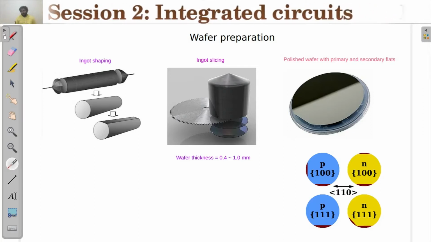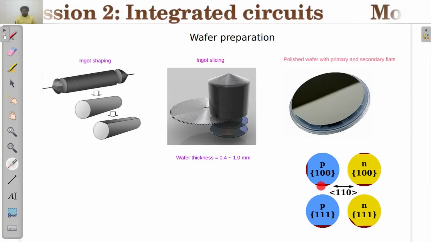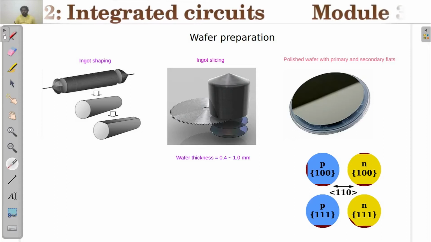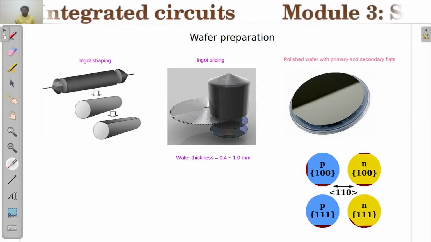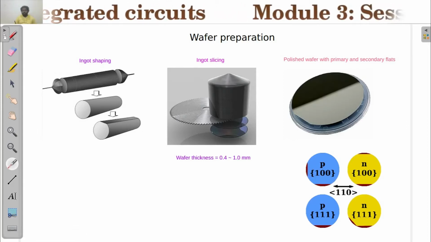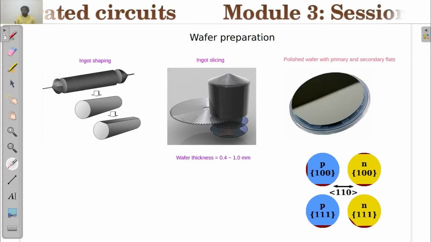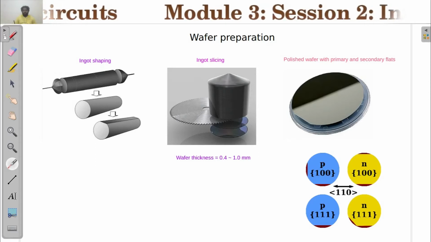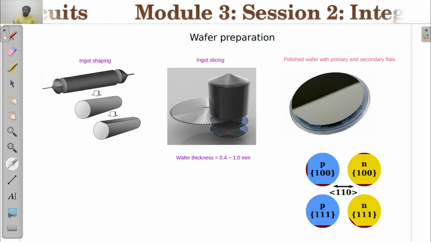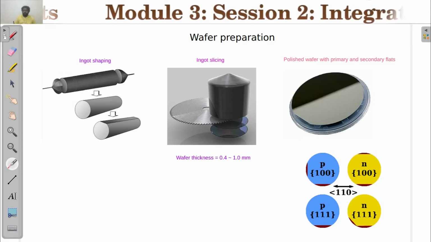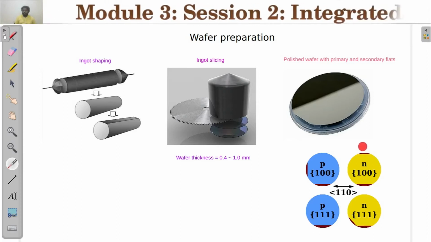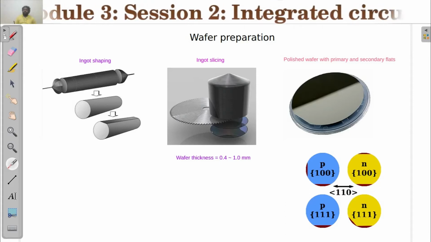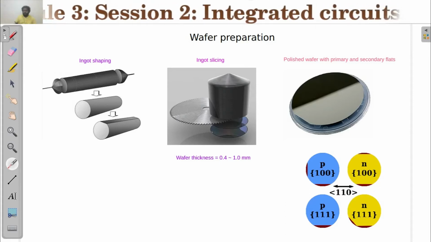So here you can see that this one is the primary flat region. This is the secondary flat, and the primary flat here and the secondary flat at 90 degrees with respect to the primary flat indicates that it is a p-type material with 100 crystal plane. And if the primary flat and secondary flat are diametrically opposite points, then it means that it is an n-type material with 100 crystal plane alignment.